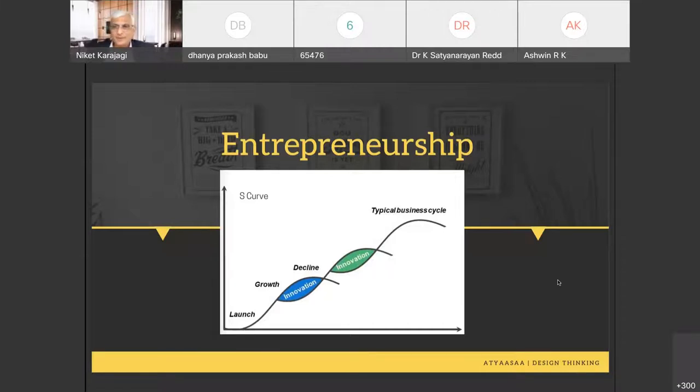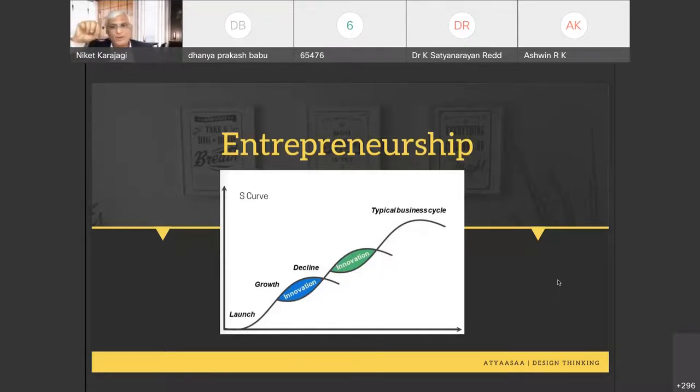Massive. Now, can startups afford design thinkers? No. But can they speak to academic institutions and can they take help from them to get their ventures going? Absolutely. And they'll be willing to pay for sure. This is a typical business cycle when it comes to the S curve of entrepreneurship. And design thinking allows you to operate this.